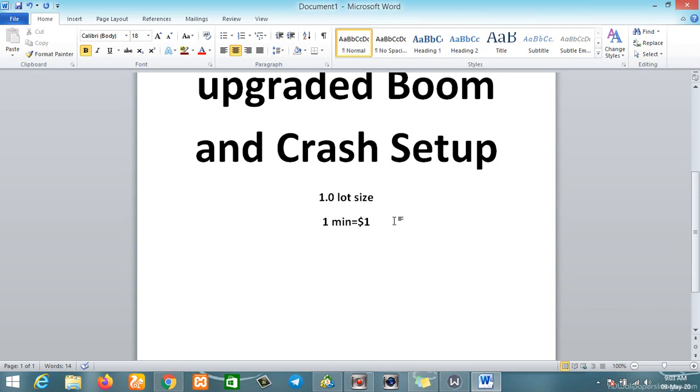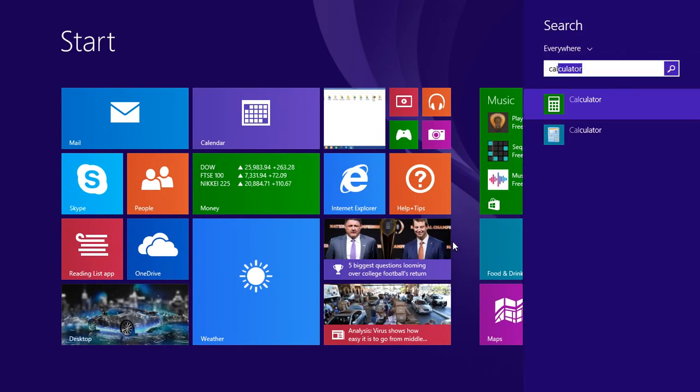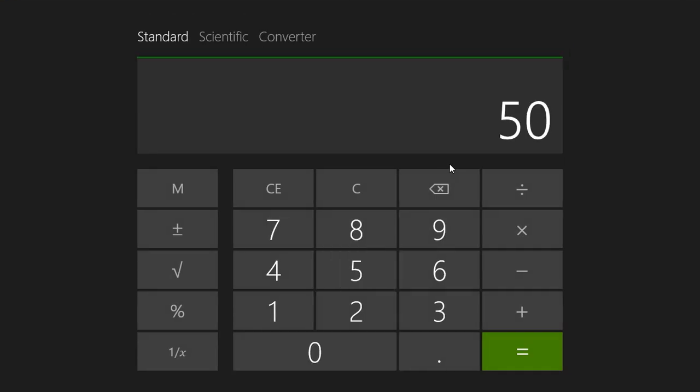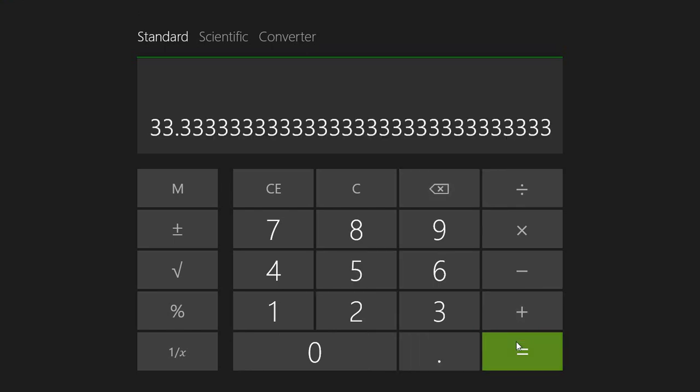That is very unrealistic. So if you are using 1.5 as your lot size, then you'll be making $1.5 per minute. Then the number of trades you get will be reduced as well. So let's check our calculator and see what we have. That's 50 divided by 1.5. So that's about 33, so you take 34 trades. If you're using 0.2, then just take 25 trades. So that's about the calculation.